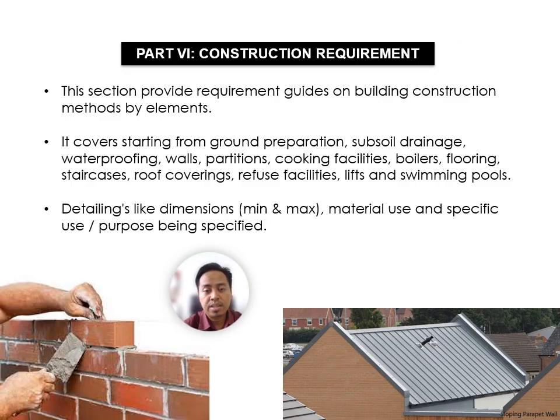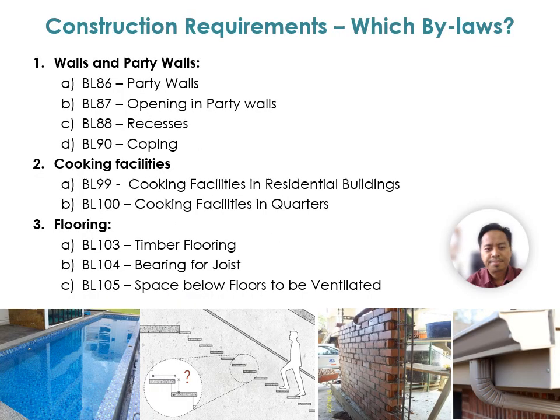Now we have come to Part 6 of the UBBL chapter, which is in regards to construction requirements. This section provides guidelines on building construction methods by elements. It covers ground preparation, subsoil drainage, waterproofing, walls, partitions, cooking facilities, boilers, flooring, staircases, roof coverings, refuse facilities, lifts, and swimming pools. Detailings like dimensions, minimums and maximums, material use, and specific use or purpose are specified.